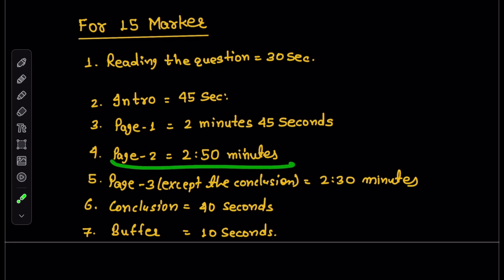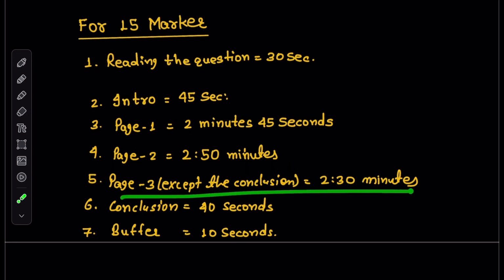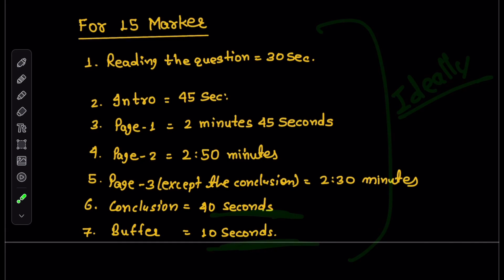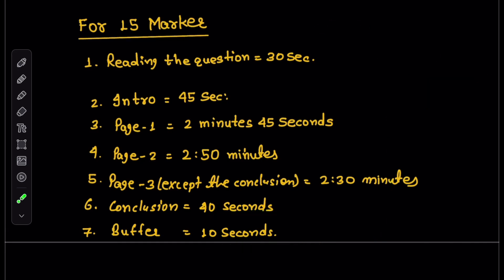Then page 2 should be 2 minutes and 50 seconds. Page 3 must be 2 minutes and 30 seconds, because by then you have already created a flow, and conclusion 40 seconds and 10 seconds of buffer time. This is the ideal way of going about it. If you stick to it, you will complete the paper in time and also with good quality.